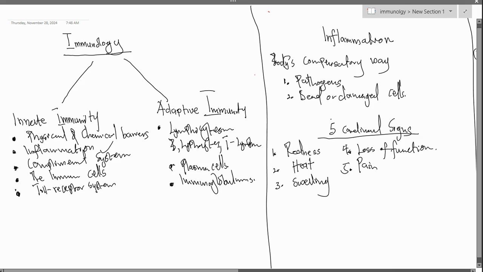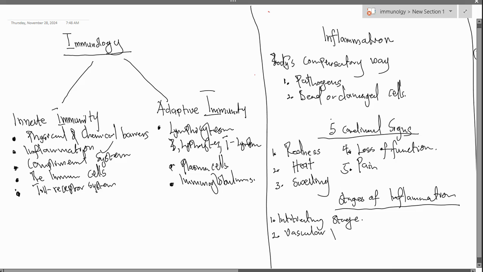Now let's talk about the main stages of inflammation. Okay, so first of all, number one, we have the initiating stage. This is the first stage of the inflammatory process. Then we have the vascular phase, then we have the cellular phase, then we have the resolution phase.